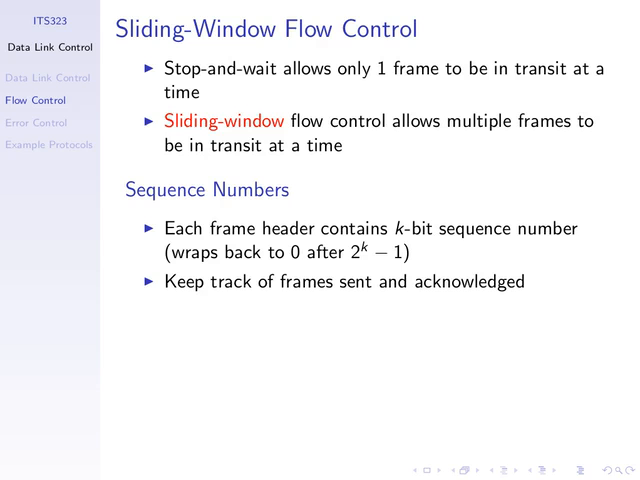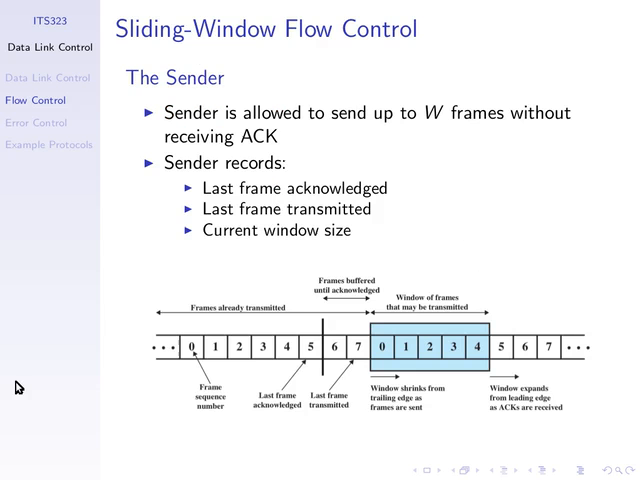Because we now send multiple frames before we wait for an ACK, we need to keep track of which frames we've sent. So we have sequence numbers. Sequence numbers are contained in the header of the data frames and the acknowledgements. You can think of the acknowledgements, or the receive readies, as simply just the header. They contain a number saying what we are acknowledging.